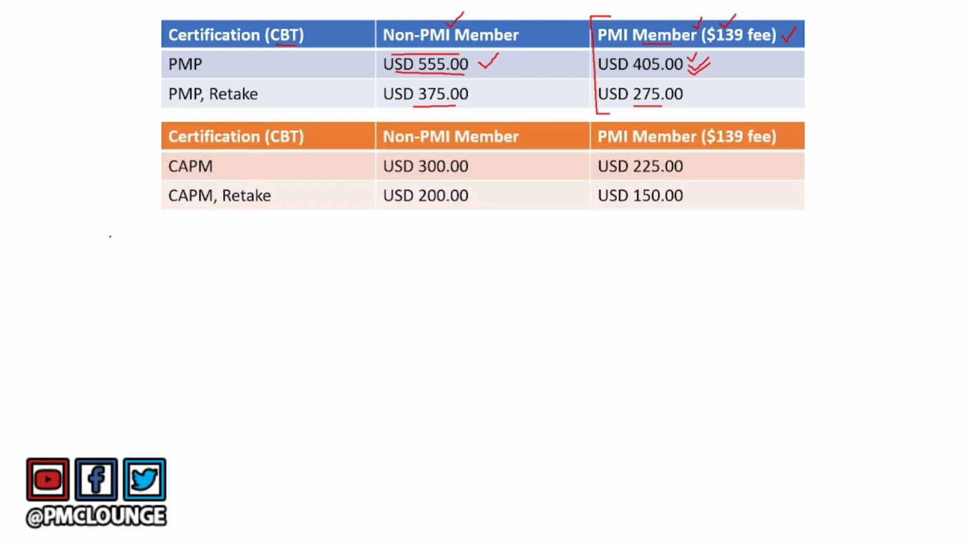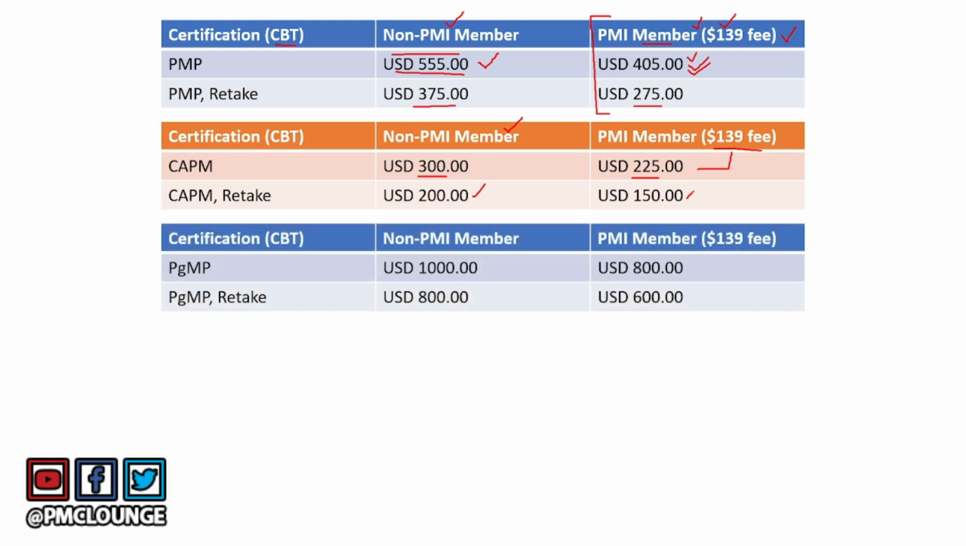All right, let's move on. The next one is CAPM. It costs $300 for non-PMI members and $225 for PMI members. So here you can clearly see that it doesn't really make sense to become a member first and then take up the CAPM exam, because that is going to cost you more for the CAPM exam specifically when you take it up as a non-PMI member. Retakes $200 and $150. That's CAPM for you. All these are computer-based tests.